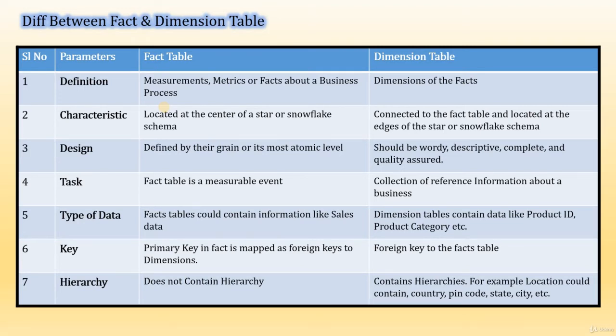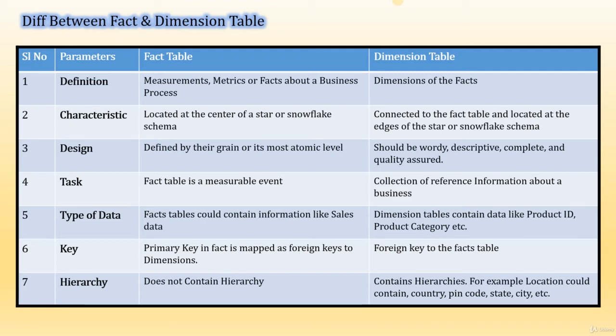When it comes to the task, the fact table is a measurable event, while the dimension table is a collection of reference information about a business. What do I mean by that? With the help of the metrics or measures available in the fact table, you take certain decisions. The dimension table is just a collection of reference information about a business. So you would say California has a home price index of 151.560. California is the dimension information that comes from the dimension table, while the home price index comes from the fact table.